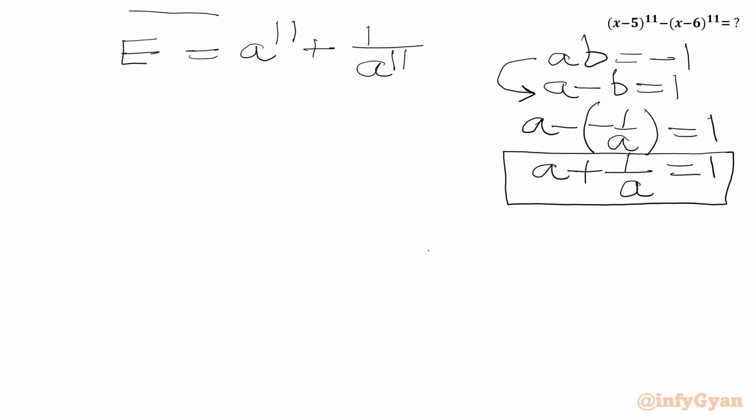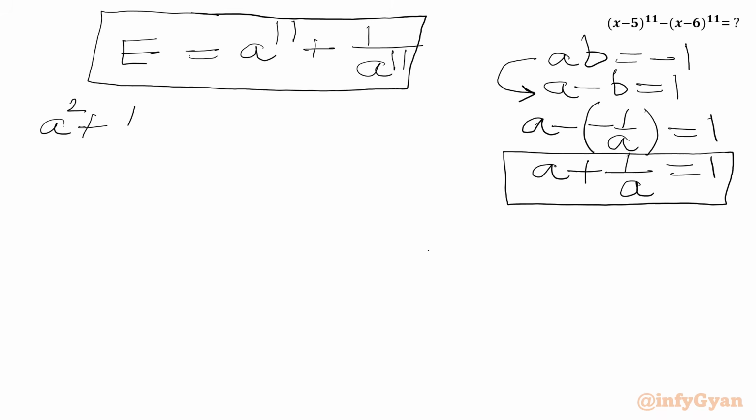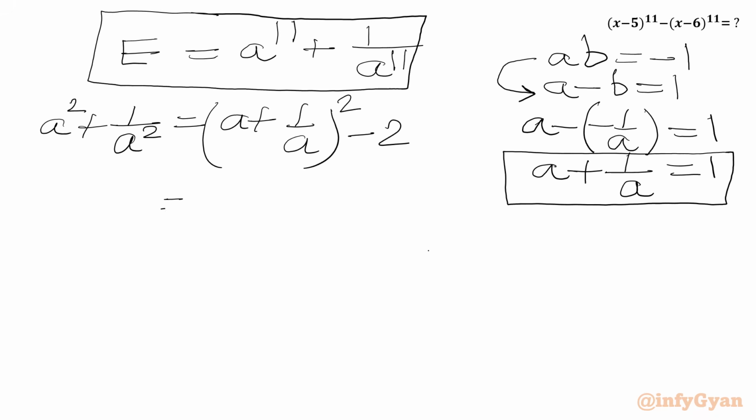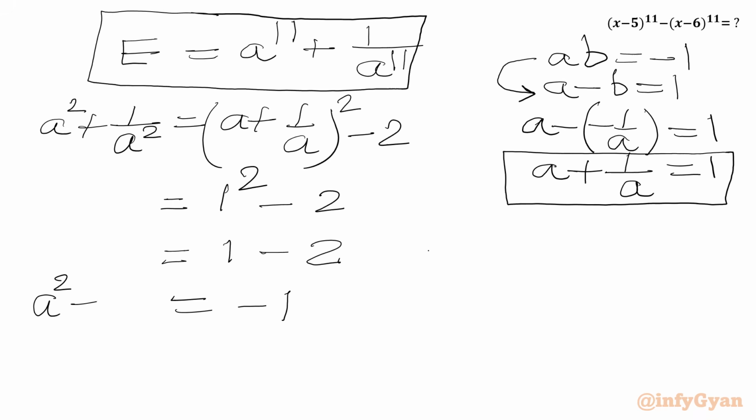We have to target A power 11 plus 1 over A power 11. I will find A square plus 1 over A square value, which will be equal to (A plus 1 over A) whole square minus 2. So we can write this will be equal to 1 whole square minus 2. So we'll be writing here 1 minus 2, we'll write here minus 1. So A square plus 1 over A square will be equal to negative 1.